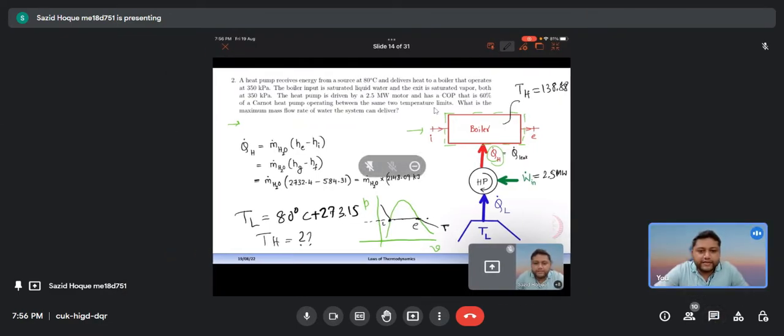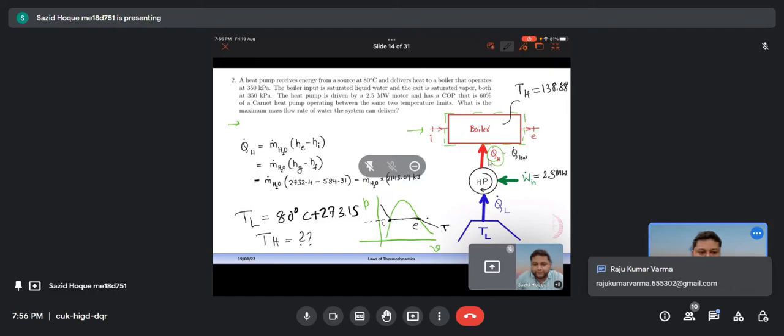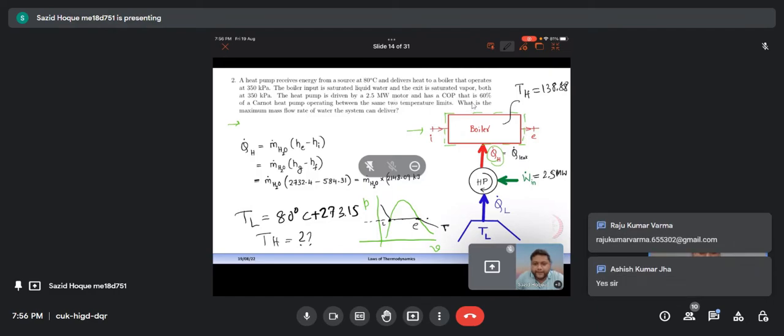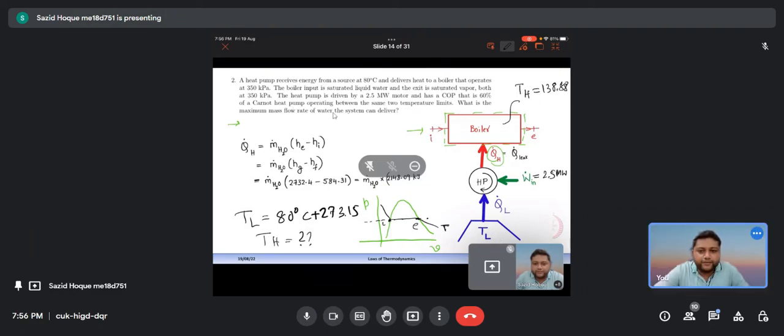So this TH we know already, and TL we know. From this we can find out what the heat pump efficiency will be for a Carnot heat pump. Once we know that, we can find out the COP, and you can use the formula W in by QH, and from that we can find out the maximum mass flow rate.